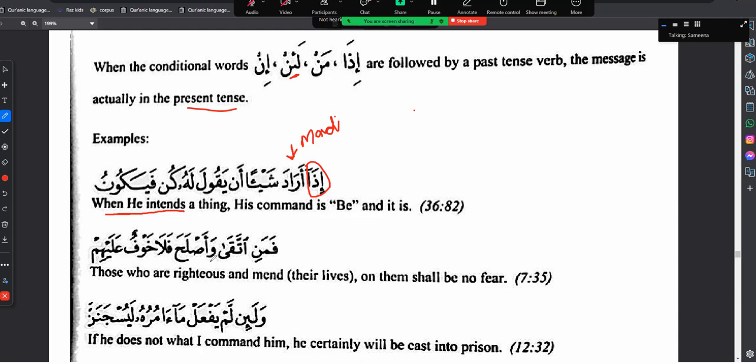فَمَنِ اتَّقَى وَأَصْلَحَ فَلَا خَوْفٌ عَلَيْهِمْ. Those who are righteous and mend their lives, on them shall be no fear. So which is the conditional article in this ayah?